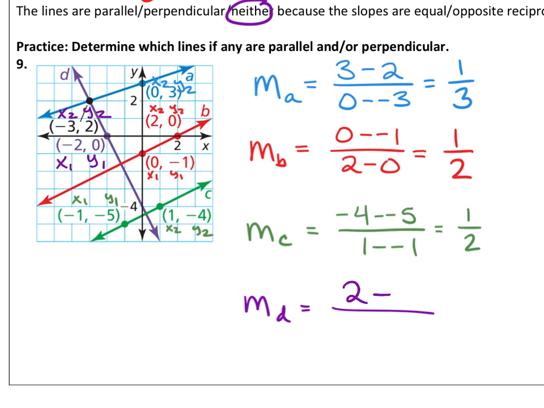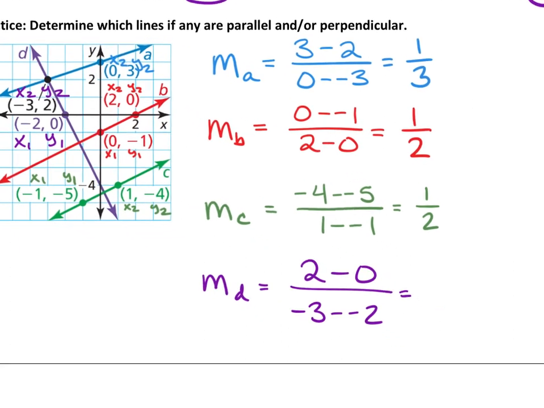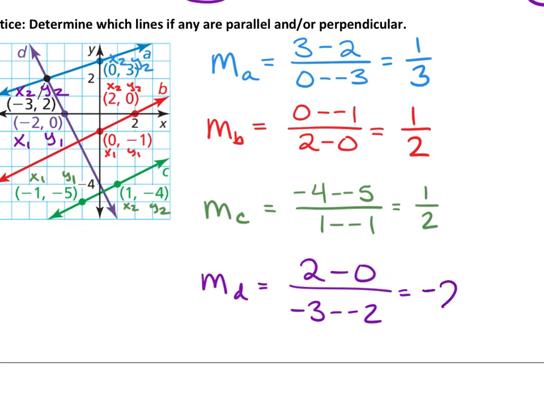Again, if you labeled yours differently, don't panic. It may end up being the same thing after we finish. When you do this, 2 minus 0 over -3 minus -2, you should get the number -2.